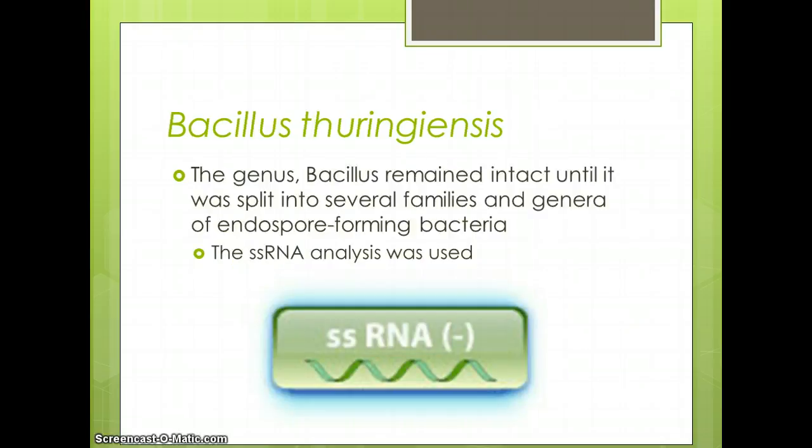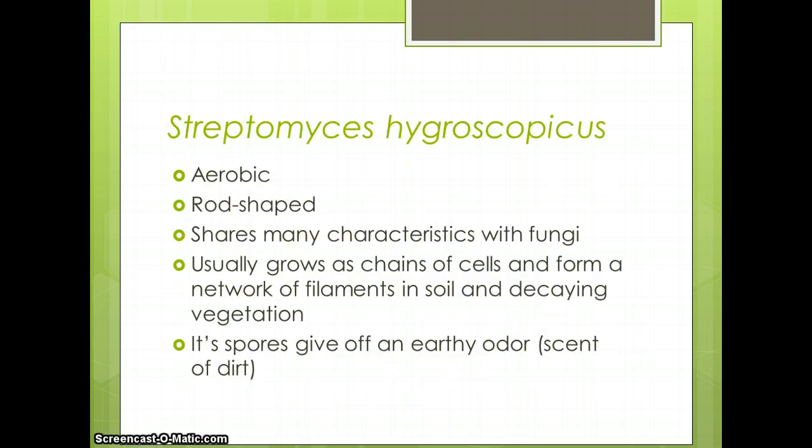The genus Bacillus remained intact until it was split into several families and genera of endospore-forming bacteria. The 16S rRNA analysis was used. Streptomyces hygroscopicus is an aerobic, rod-shaped bacteria. It shares many characteristics with fungi.